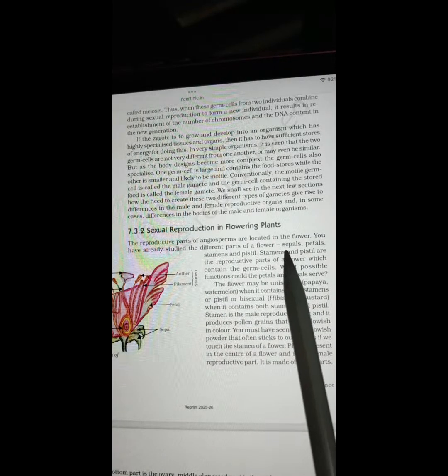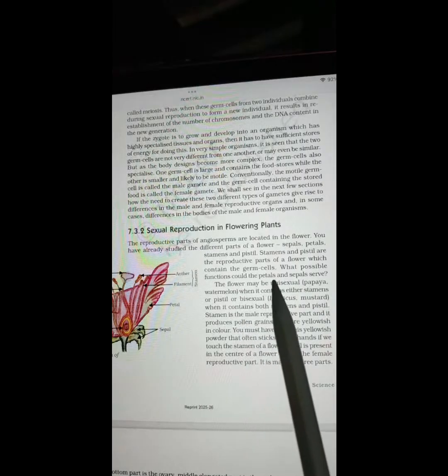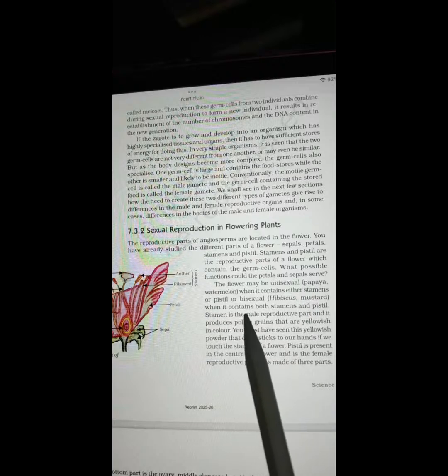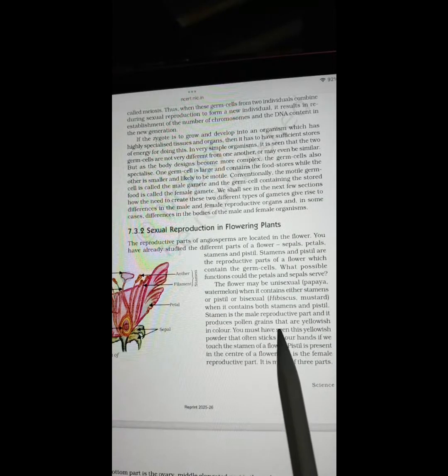7.3.2 Sexual reproduction in flowering plants. The reproductive parts of all angiosperms are located in the flower. You have already studied the different parts of the flower like sepals, petals, stamens, and pistil. Stamens and pistil are the reproductive parts of a flower which contain the germ cells. What possible functions could the petals and sepals serve? The flower may be unisexual, as in papaya or watermelon, when it contains either stamens or pistil, or bisexual, for example, hibiscus, mustard, when it contains both stamens and pistil. Stamen is the male reproductive part and it produces pollen grains that are yellowish in color.